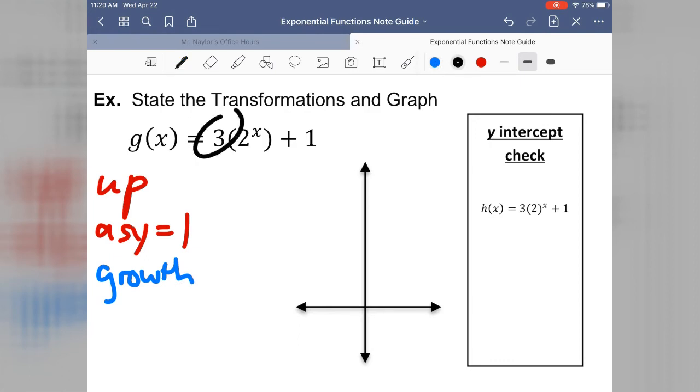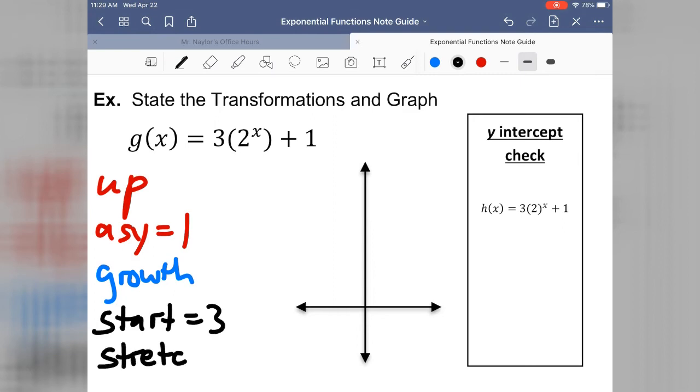And then we get to, in this case, the last number we're looking at, but the first number in the equation, which is the a value. Now remember, the a value is definitely going to be where the graph starts, but it also is going to change the stretch or compress of the graph. Remember, if the number in front is greater than 1, then it's a stretch scenario.